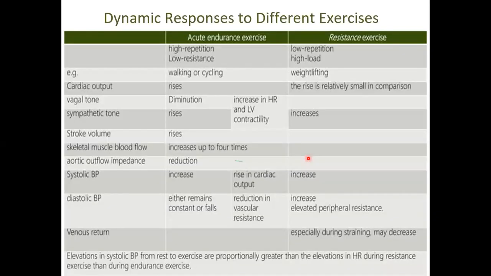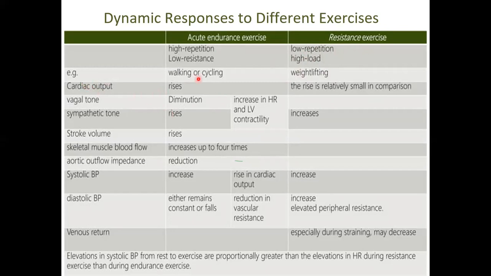Some of these dynamic responses, this table is quite busy, but I'll walk you through it shortly. This is a table showing the dynamic response to different exercises. The two main types of exercises are acute endurance exercise and resistance exercise. An example of acute endurance is high repetition with low resistance, such as walking or cycling, while resistance exercise is low repetition with high load. An example of it is weightlifting.